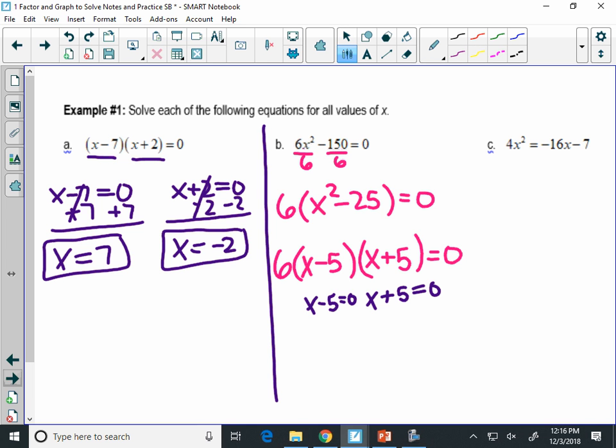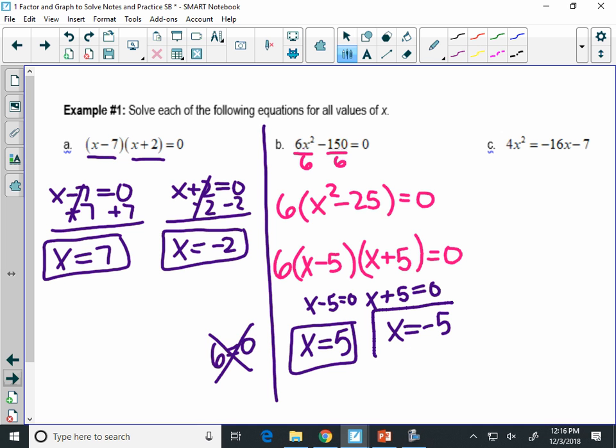Does anyone know why I don't do 6 equals 0? It doesn't have an x, and then is that a true statement? Does 6 equal 0? No, so it's not even true. That 6 does not change the solutions. It's just a factor. So we'll talk next semester about this 6. It actually just makes your parabola taller or wider, but it doesn't actually affect the x-intercepts. So when you solve these, what two solutions do you get? 5 and negative 5. All right, good so far on that one?